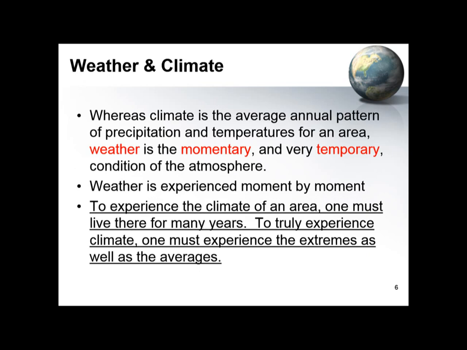About weather and climate. Whereas climate is the average annual pattern of precipitation and temperatures for an area, weather is the momentary and very temporary condition of the atmosphere. Weather is experienced moment by moment. To experience the climate of an area, one must live there for many years. To truly experience climate, one must experience the extremes as well as the averages.